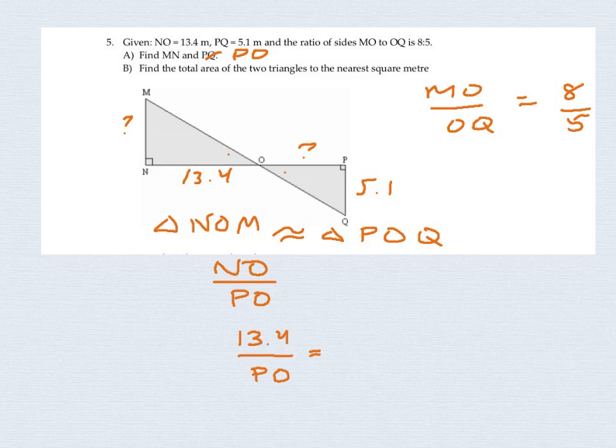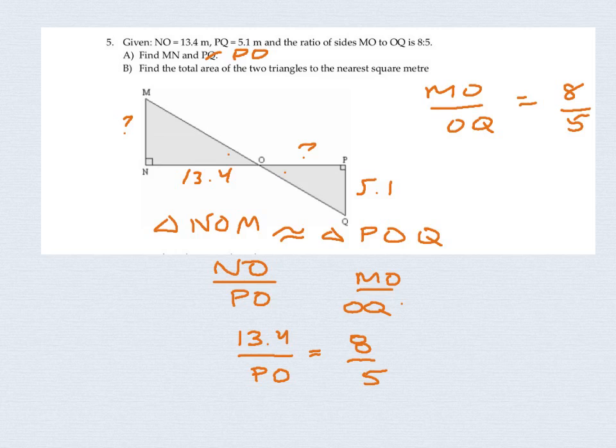We know that MO and OQ are related by a ratio of 8 to 5. So it can be 8 to 5. It could be like 32 to 20. It could be 64 to 40. As long as the ratio, or whatever your lengths of your sides are, reduces to an 8 or a 5, it doesn't matter what the actual numbers are to solve the question. Therefore, to solve for PO, we're going to complete the proportion.